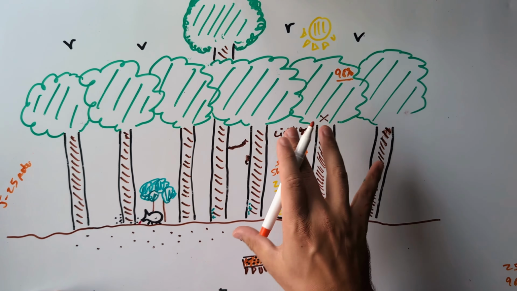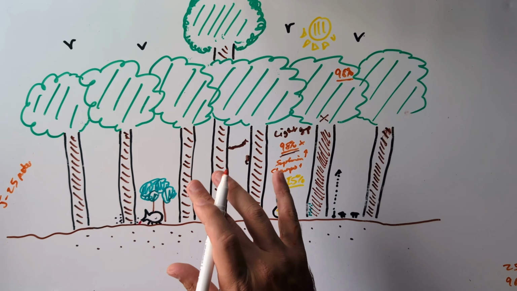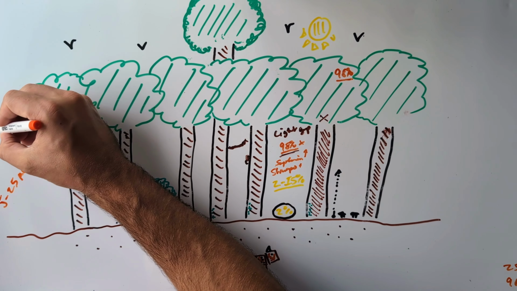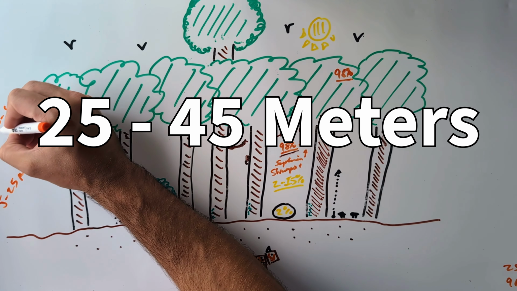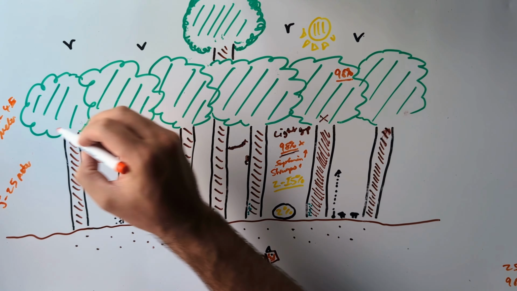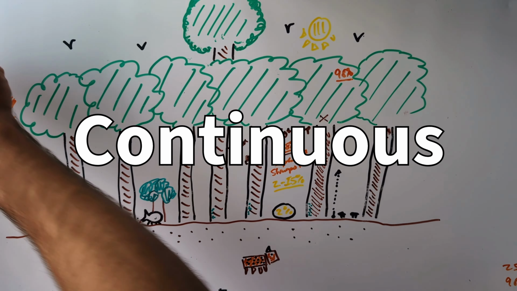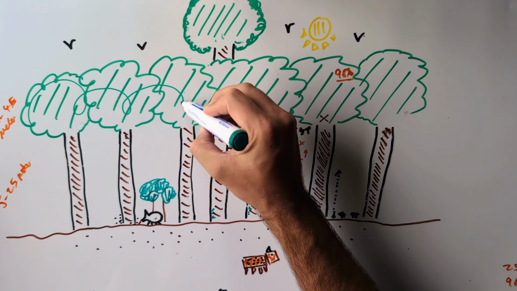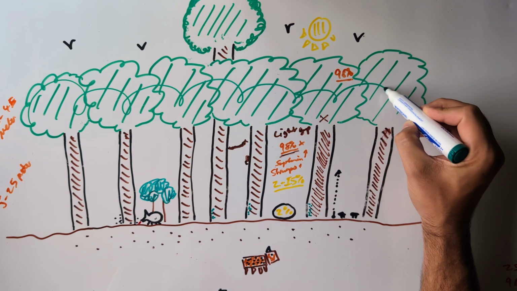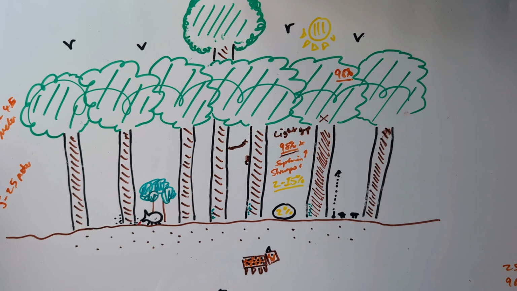And remember, rainforests are packed with life, and most of it is found in the canopy. We find it at 25 to 45 meters, and it is a continuous layer. Continuous means uninterrupted. It's a continuous layer of vegetation, all right?